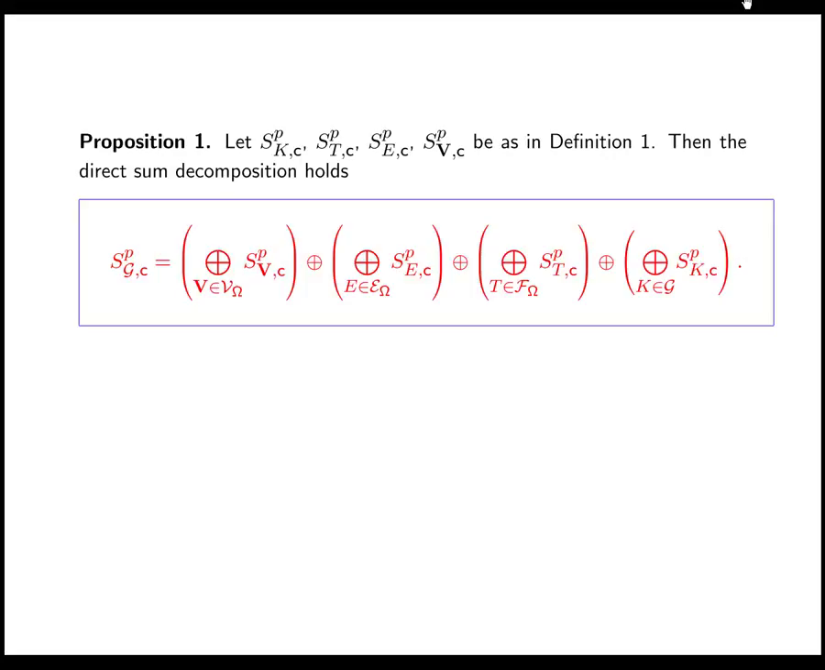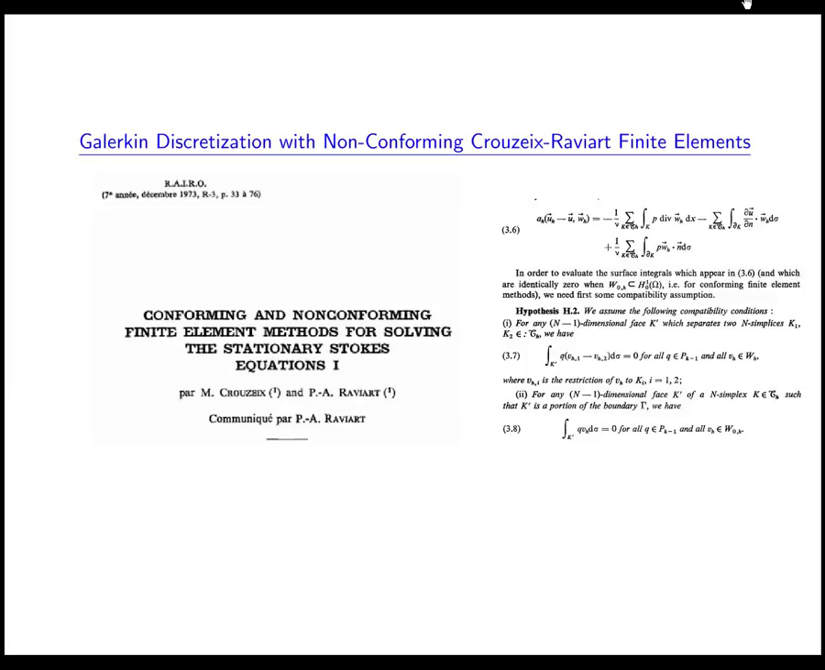This is an important property, that this implicitly defined conforming space can be written as a direct sum of these local spaces. Okay. Now I switch to non-conforming finite elements, and there is this seminal paper of Crouzeix and Raviart from 1973, where they introduced non-conforming finite elements in an implicit way.